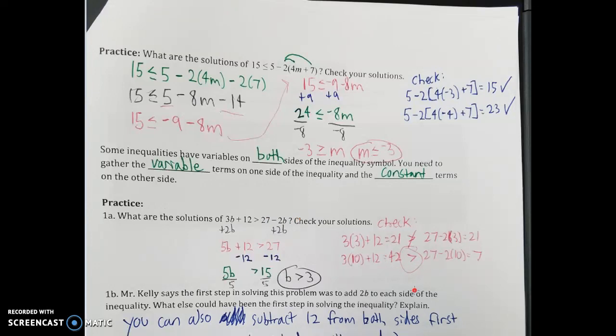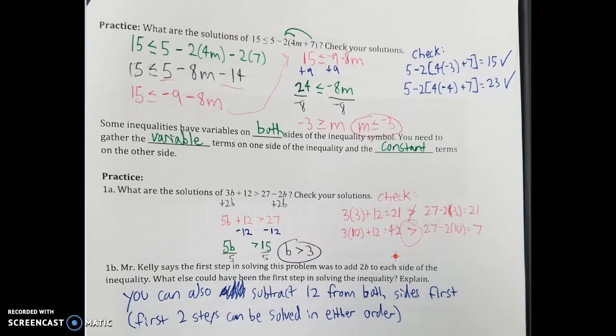So we can also say, instead of adding 2b to each side to start, just like we did in that last practice question, we could actually treat those first two steps kind of interchangeably. So you could have also chosen to subtract 12 before you add 2b. You can just think that we can do those two steps in any order. So it doesn't matter if you add the variable terms first or deal with the constant terms, we just have to do one and then the other.